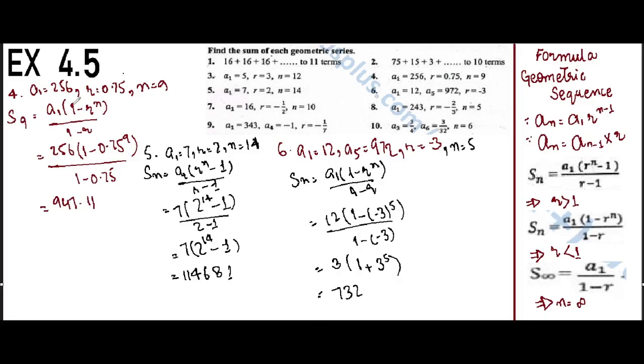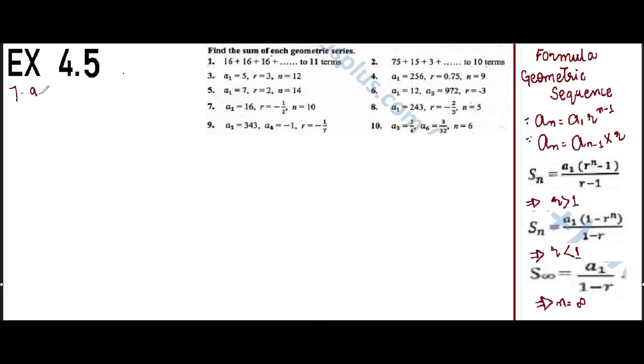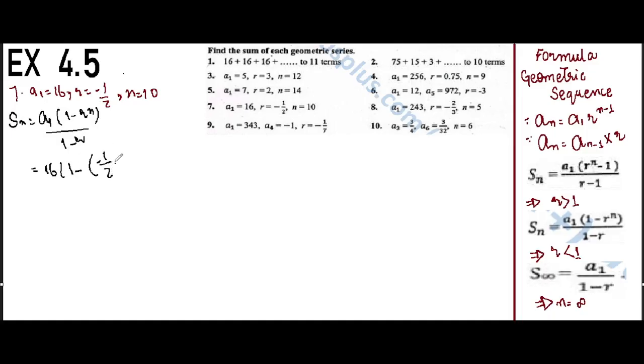732. Now it's the turn of question number 7, which is a1 equals 16, r equals minus 1 by 2, and n equals 10. Okay, now r is less than 1. Again the same formula. Sn is equal to a1 into 1 minus r raised to the power n, whole divided by 1 minus r, which is equal to 16 into 1 minus r, which is minus 1 by 2, and n is 10, whole divided by 1 minus r, which is minus 1 by 2. So it is equal to 16 into 1 minus 1 by 2 raised to the power 10, whole divided by 1 plus 1 by 2, which is equal to 3 by 2.